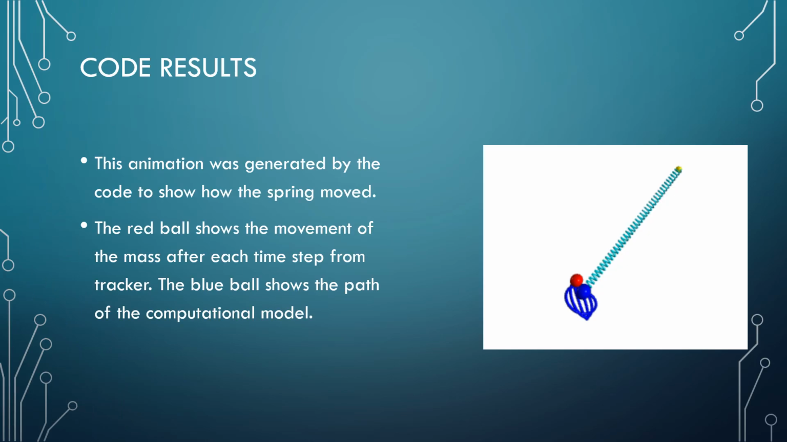So these are the results of the code. This animation was generated by the code to show how the spring moved. The red ball shows the movement of the mass after each time step from tracker, and then the blue ball shows the path of the computational model.